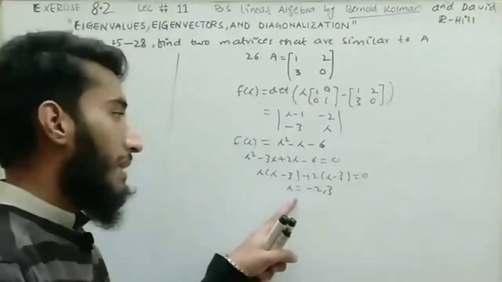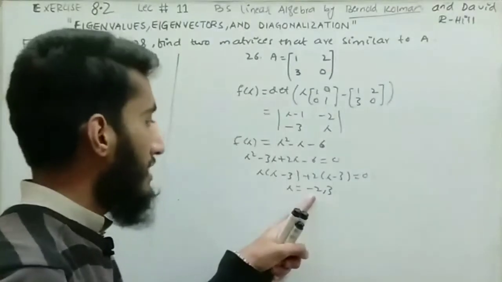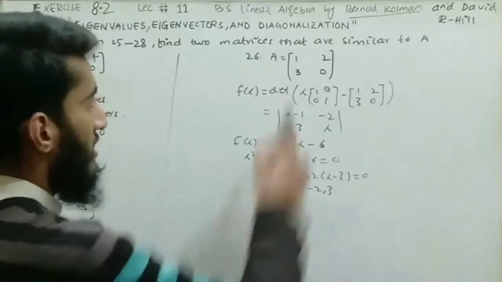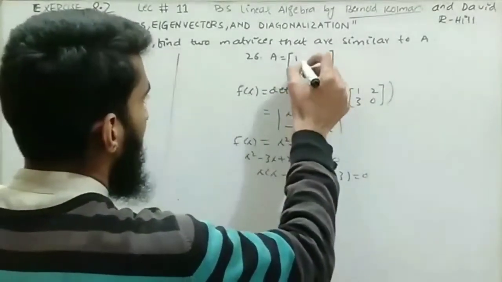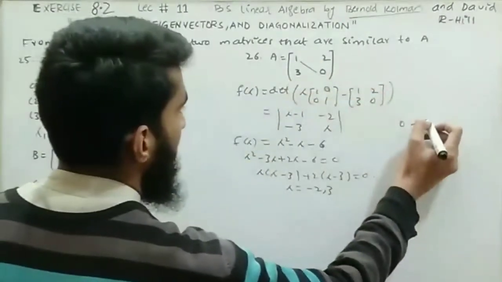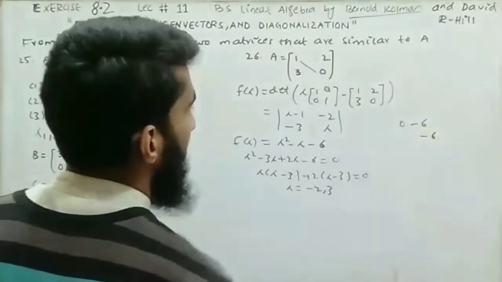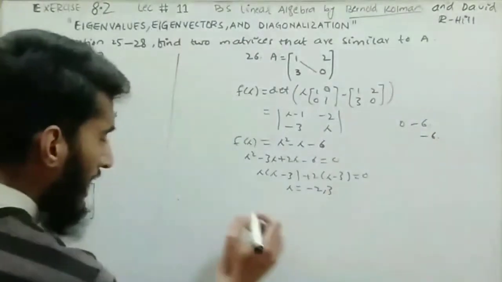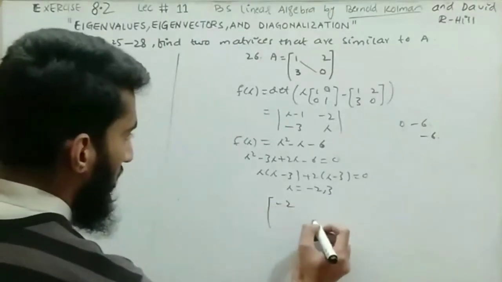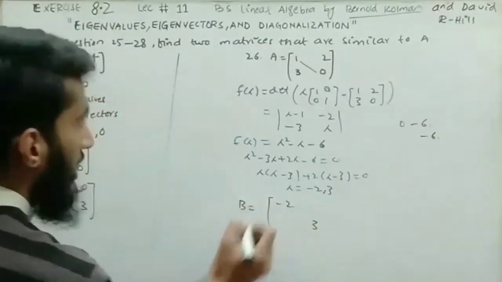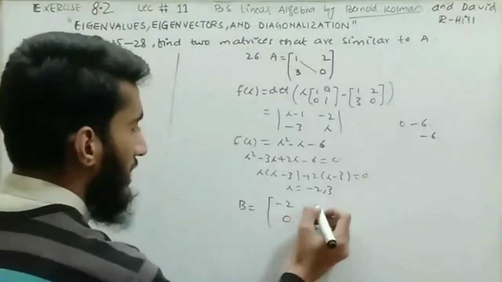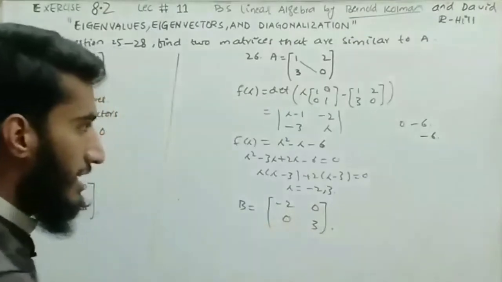As the values of lambda are distinct, the given matrix is diagonalizable, so we can easily find the similar matrices. Now finding the determinant: 1 times 0 gives 0, minus 2 times 3 gives 6, so the determinant of this matrix is minus 6. On the diagonal, the eigenvalues minus 2 and 3 will lie. Let's suppose this is matrix P, and its determinant should be minus 6. So I write it like this, and the determinant of this matrix is minus 6.